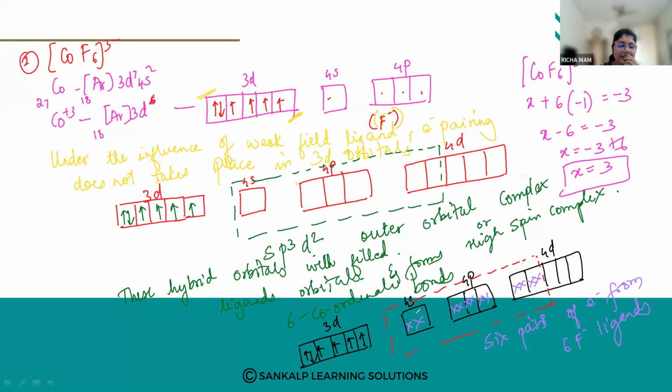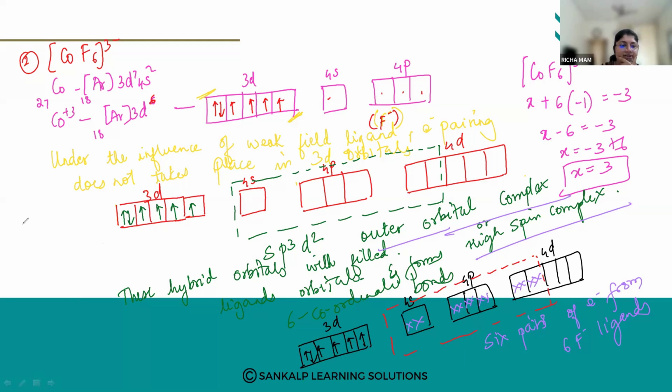Okay, so the hybridization is what? This is a high spin complex or the outer orbital complex. Why is it called outer? Because we are making use of the outer d orbitals. Why is the pairing not taking place, students? Because fluorine is a weak field ligand. Because fluorine is a weak field ligand, the electron pairing does not take place, because the distance is very less. So the fourth electron, when the pairing wants to take place, it can go to the above orbital. So the pairing does not take place.